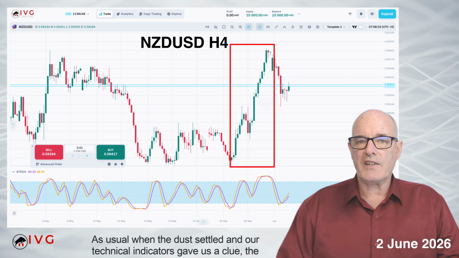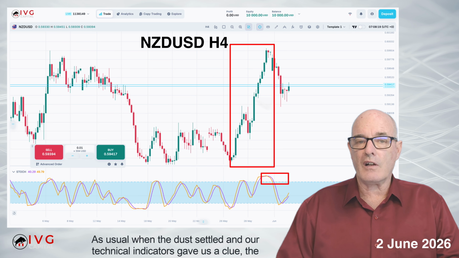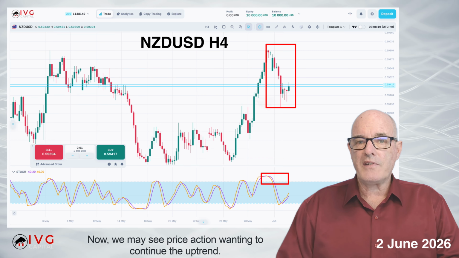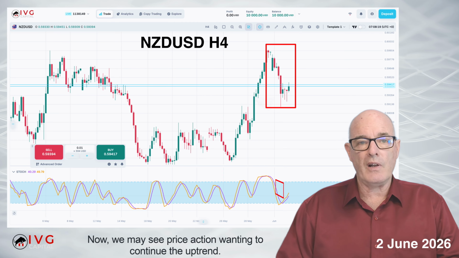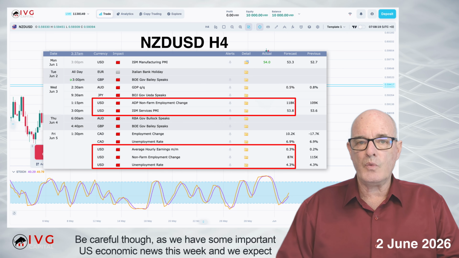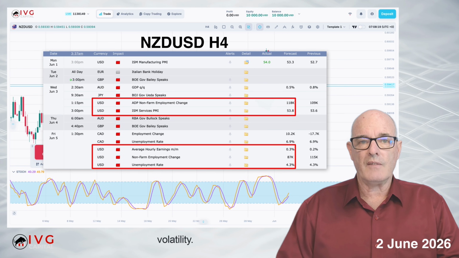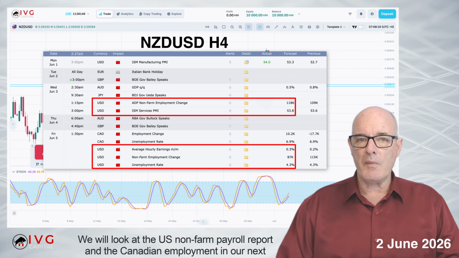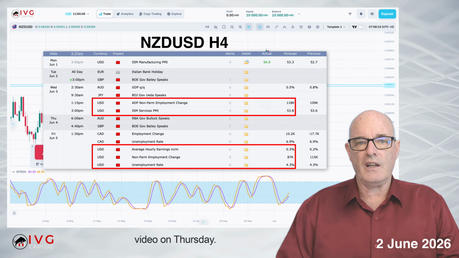As usual, when the dust settled and our technical indicators gave us a clue, the reversal was a great trade. Now, we may see price action wanting to continue the uptrend. Be careful though, as we have some important U.S. economic news this week and we expect volatility. We will look at the U.S. non-farm payroll report and the Canadian employment in our next video on Thursday.